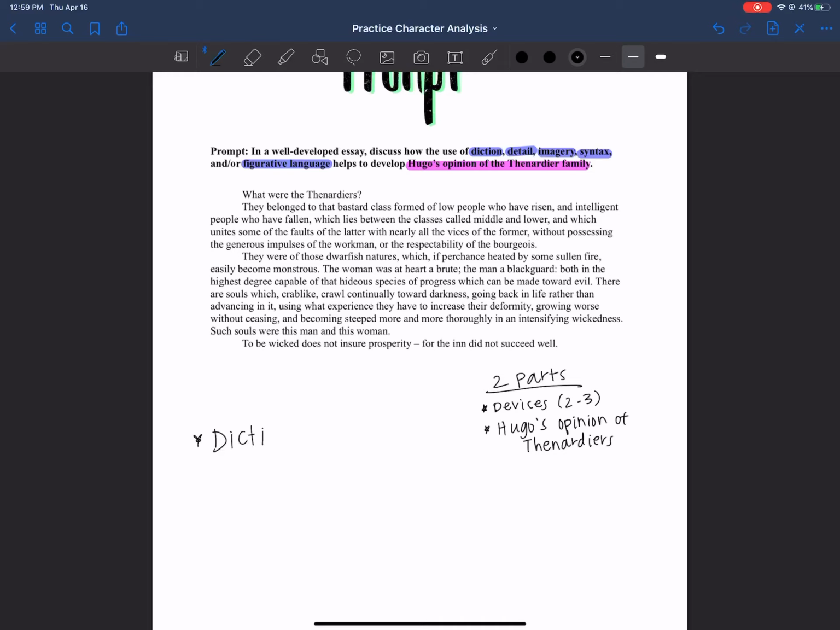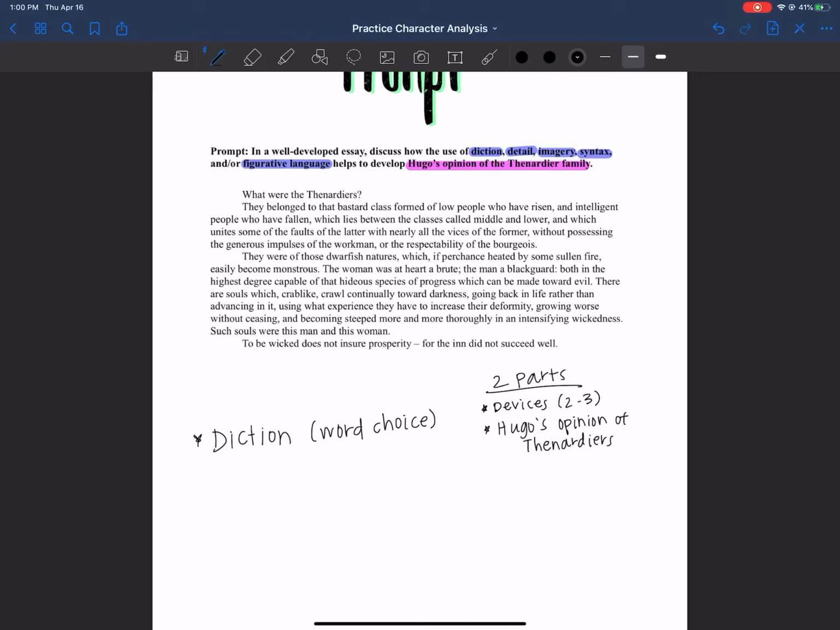Remember, diction is specific word choice. So I'm just going to put word choice here to remind you. It is a little bit more than that, but for our purposes in this essay, diction is word choice. Why is the author choosing these specific words instead of other words? Why are they important? What kind of connotations do they have?